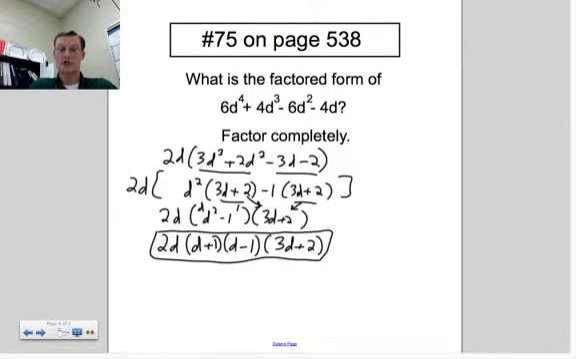How could you check? Well, it'll take you a little while. You'd have to FOIL this, then multiply by d plus 1, and then finally multiply everything by 2d, and see if we get the original form back. That is the correct answer.